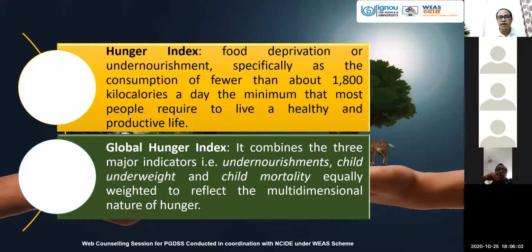When you talk about hunger, in common logic we used to say that they do not have food. It is not only about having food, getting food, it is about nutrition. And it needs to be looked into at different stages of life. That's why the three major indicators are undernourishment, child underweight, and child mortality.